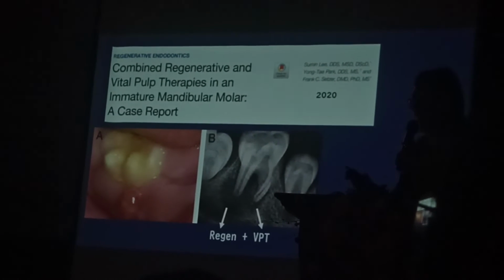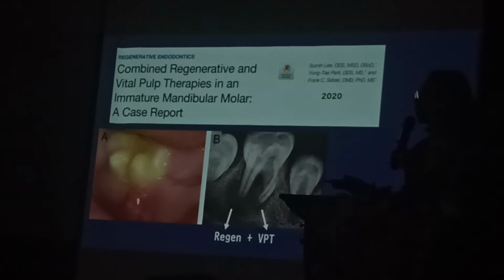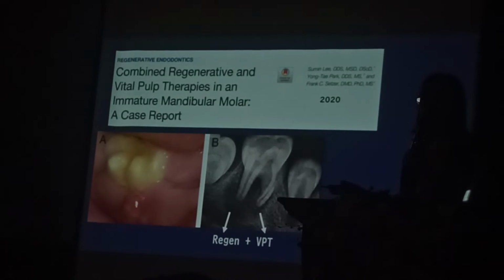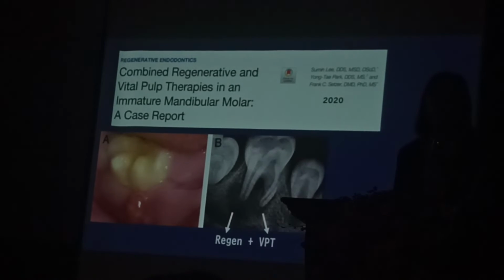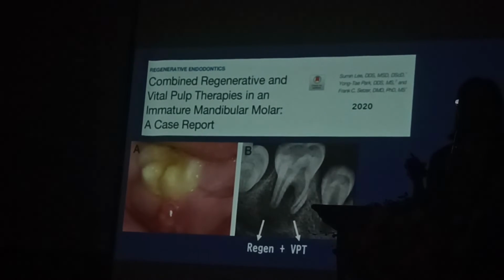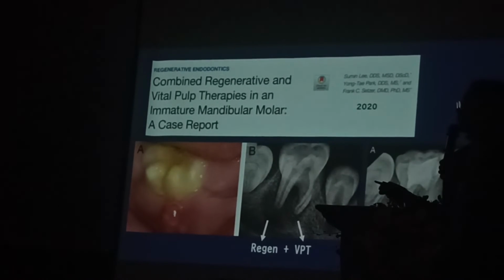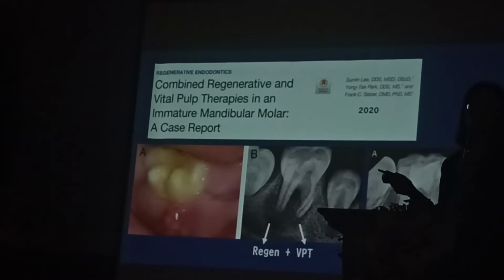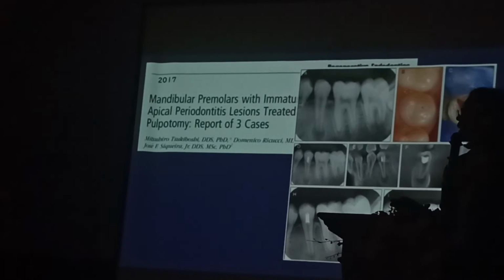For example, you might find this one very interesting. For one root, they did regenerative endodontics on the mesial root, because they still found vital pulp tissue in the other. So for each root, they did a different treatment. Okay, and look at that. There are more and more of these kinds of cases coming out.